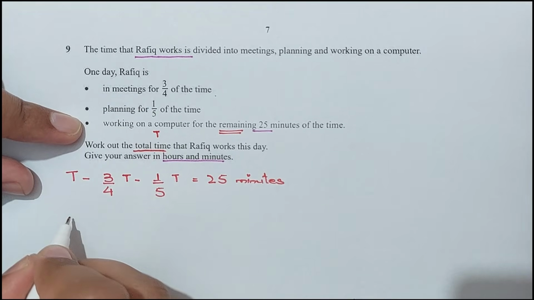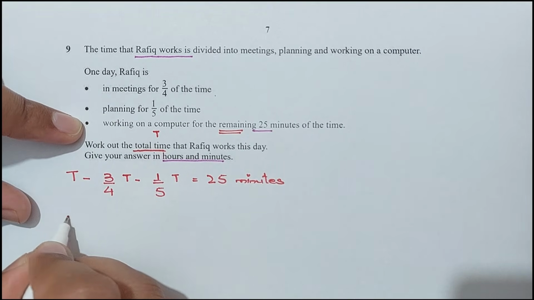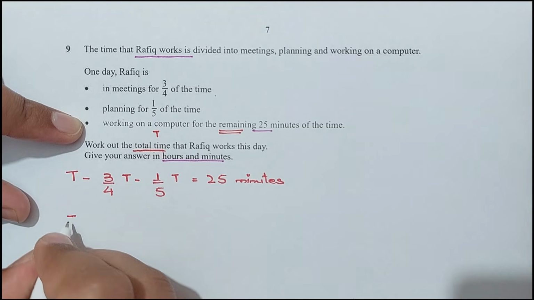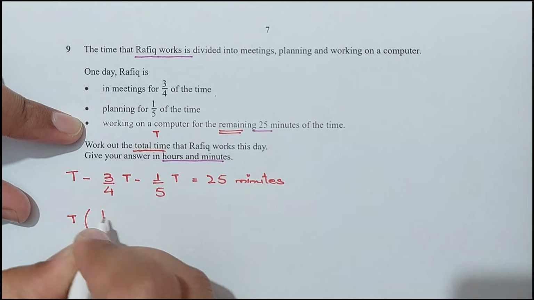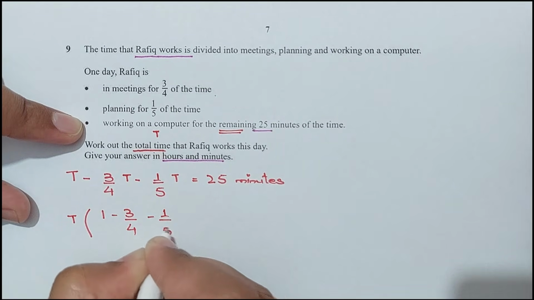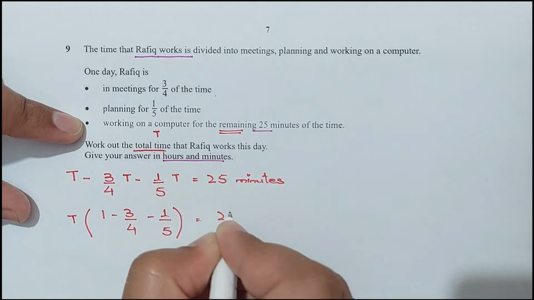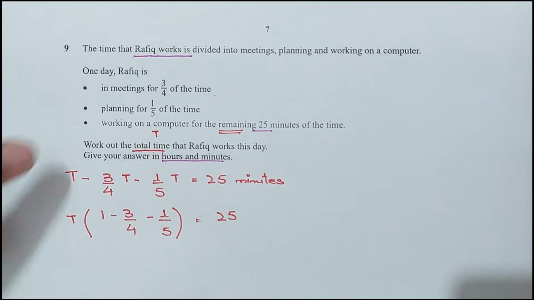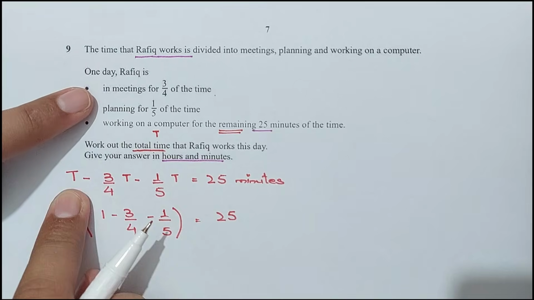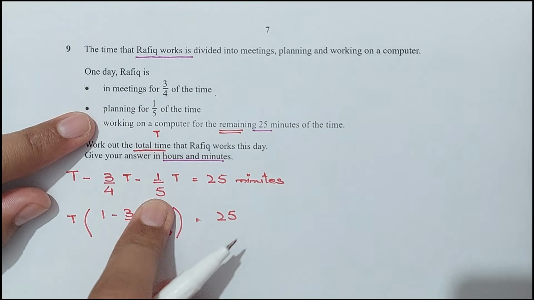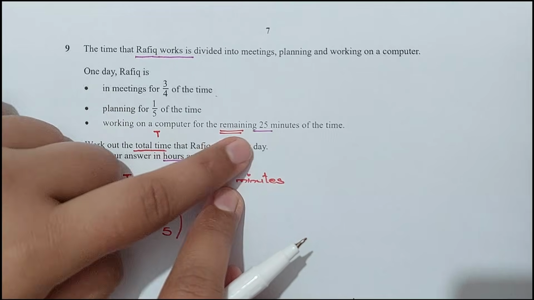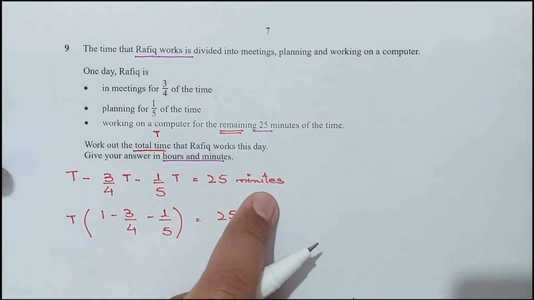Okay, now let me simplify. We can make the denominators the same. Let's take T common: T times (1 minus 3 by 4 minus 1 by 5). Let's do the algebra. This is equal to 25 minutes. I hope you understand this equation. From the total time, subtract the time spent on meeting, subtract the time spent on planning, and the time spent on computer is the remaining. That is why I put it equal to, right?